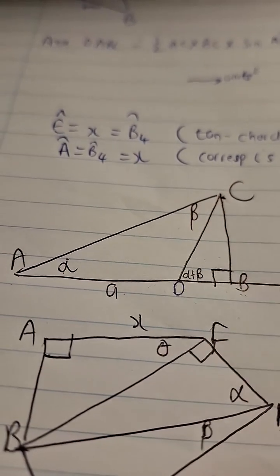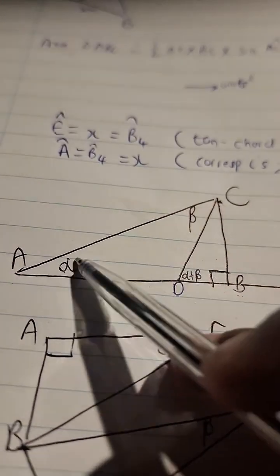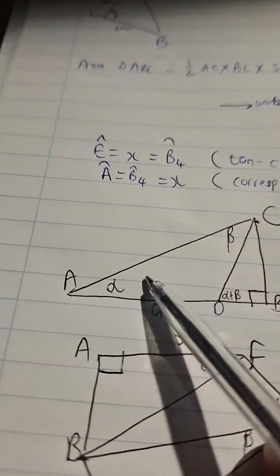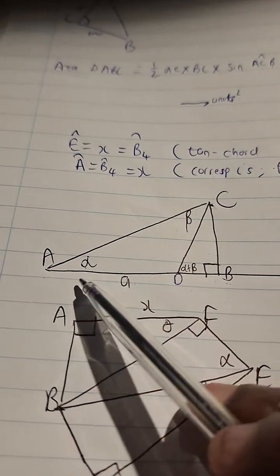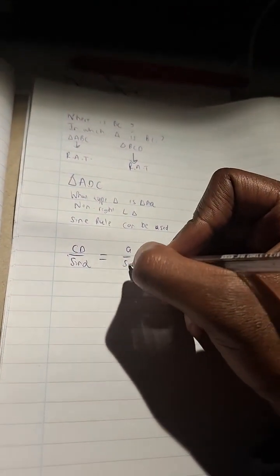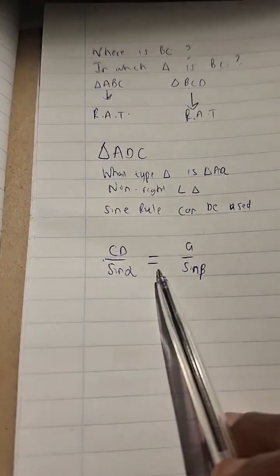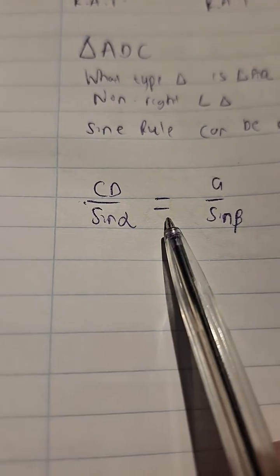So we are going to say CD over what? CD over sine alpha. CD over sine alpha is equal to what? A over sine beta. Hi guys. It looks like CD is coming up.